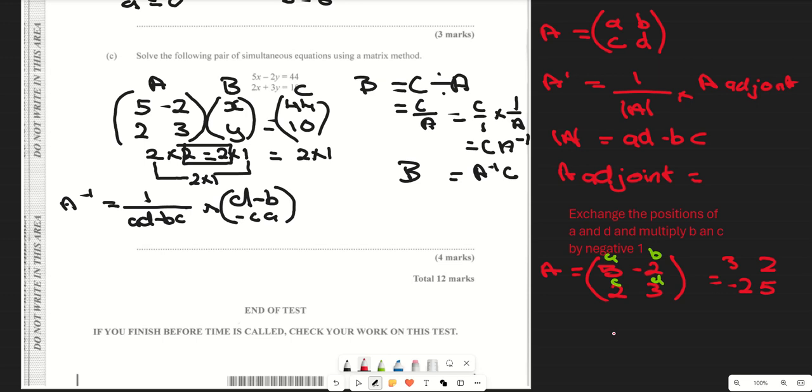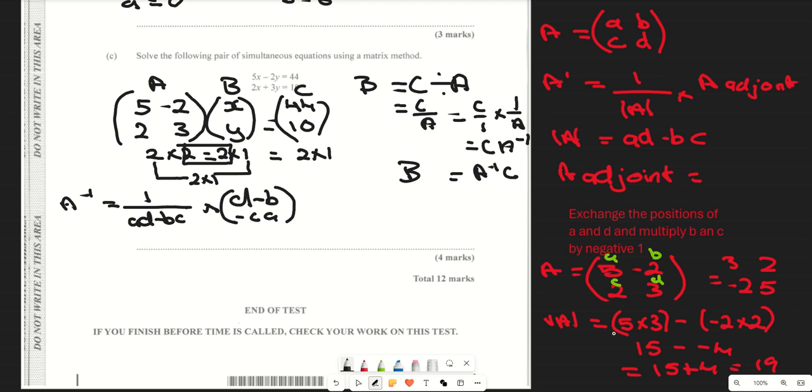And then the modulus of A would be equal to, again, we have A, B, C, D. So the modulus of A is AD, which is 5 multiplied by 3, minus BC, 2 multiplied by 2. So 5 3s are 15, minus 2 2s, which are 4. A minus and a minus is a plus, so that's 15 plus 4, which is equal to 19.